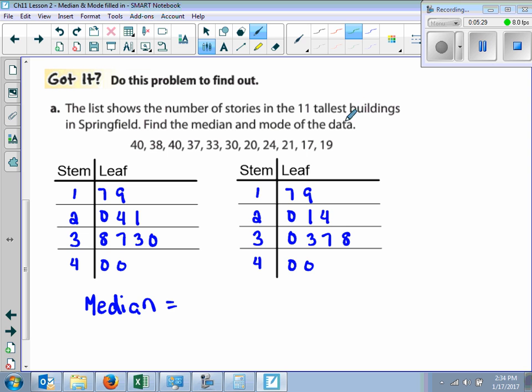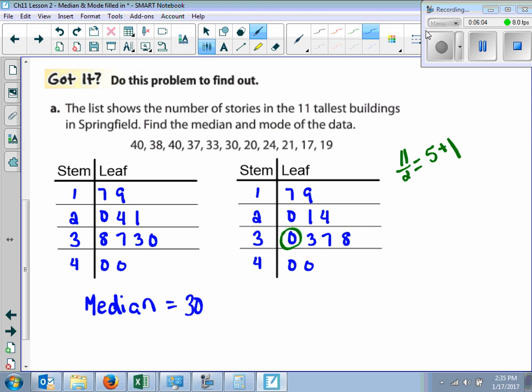So we have 11 numbers in our data set. So once again, we're taking 11 and dividing by 2. That gives us 5. And then we'll have to add one more to get to our middle number. So we've got 1, 2, 3, 4, 5, and one more gives us our middle number. So our median is 30.